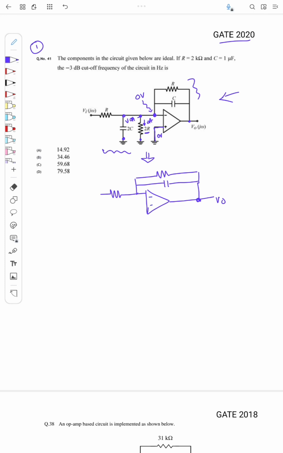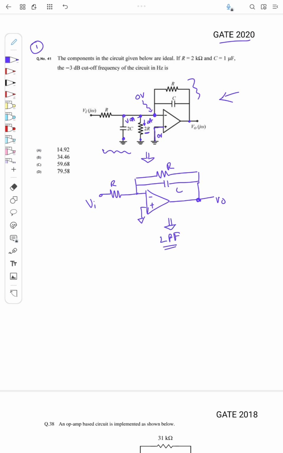So this is minus, this plus. We have removed the capacitor 2C and 2R, and we have resistance R here, C here, and Vi. So what is this circuit? This circuit is a low pass filter.